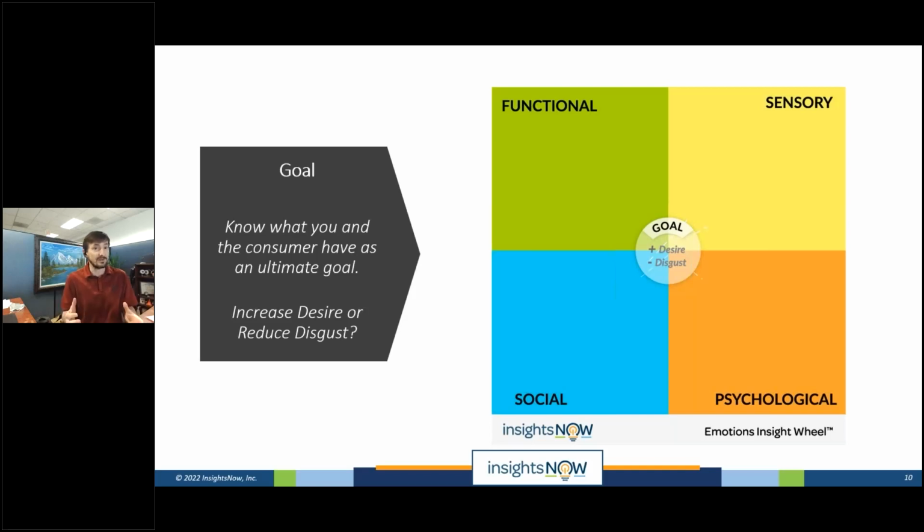If part of my experience is something pretty negative, like cleaning products, you may want to clean. A lot of personal care products are about reducing disgust rather than increasing desire.